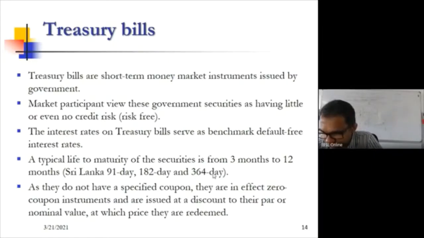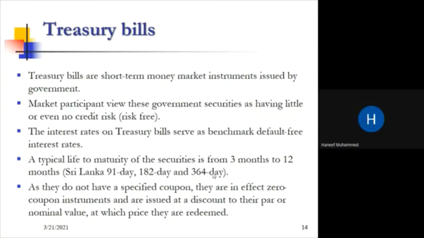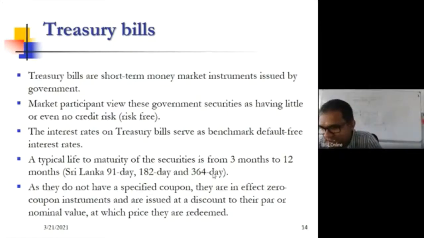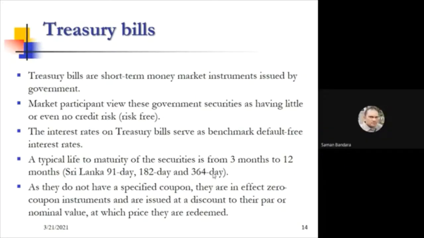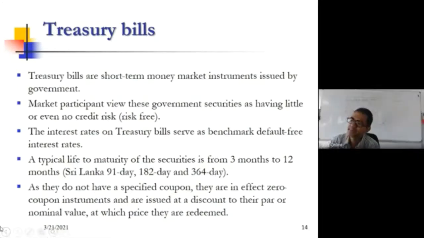Okay, good question. Treasury bills. Is there any interest? No. Zero coupon. Yes, but still you're getting the full value at the end, right? Yes. So what does it mean then?